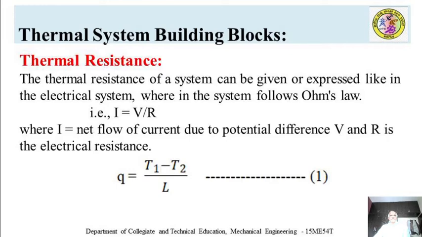So thermal resistance is given by the equation. From Ohm's law we have I equals V by R for electrical system. For thermal system we have Q is equal to T1 minus T2 by R. Q is equivalent to I, T1 minus T2 temperature difference is equivalent to potential difference V.